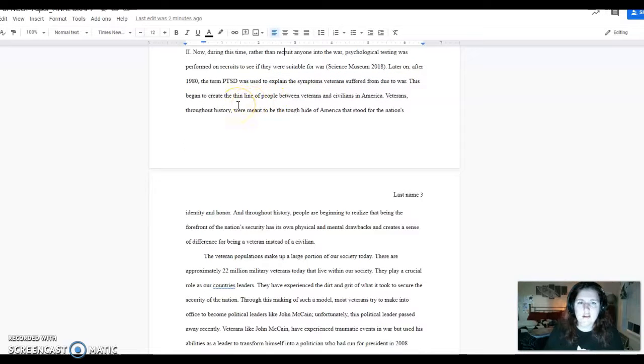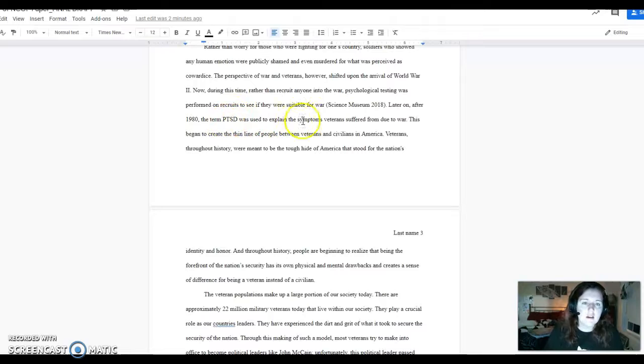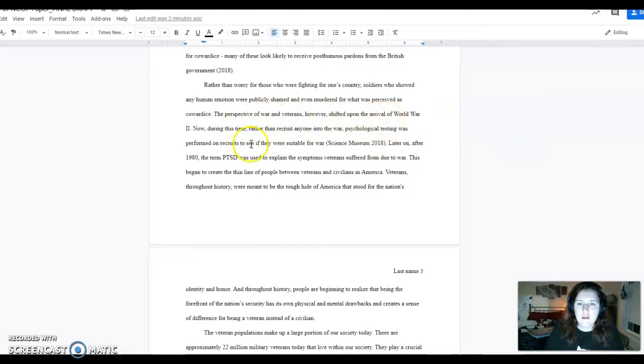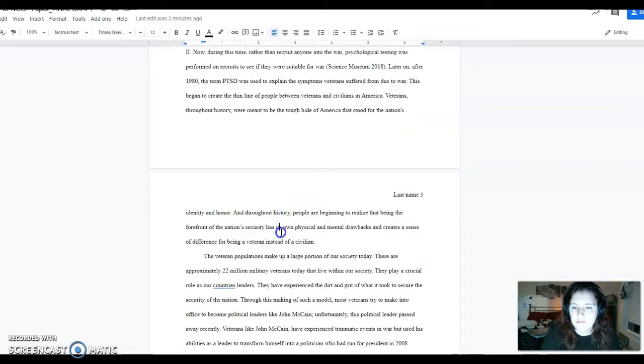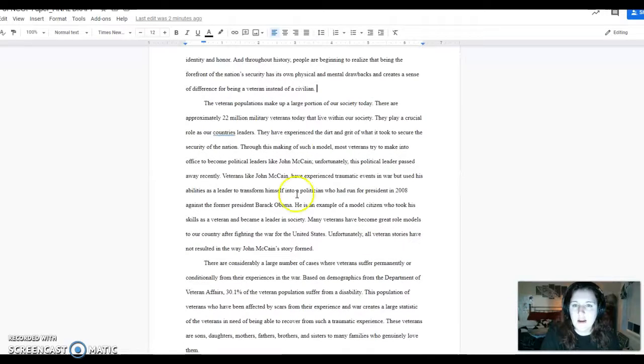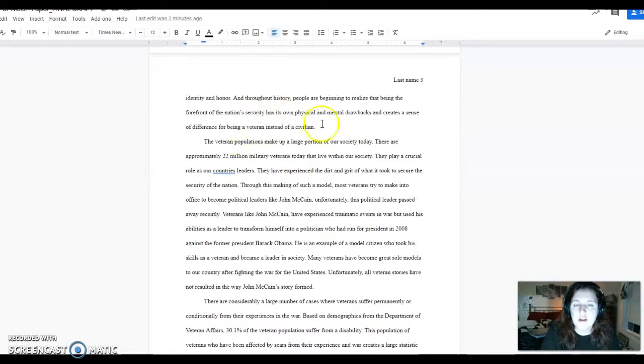It looks like it's talking about PTSD here. Perspective of war. Now during this time, random recruit. Okay, so it's a little bit muddy, but it looks like it's talking about the mental piece here is what's being discussed. Alright, decent sentence there. Let's now look at the next section, because now we're moving into the topic as a problem.